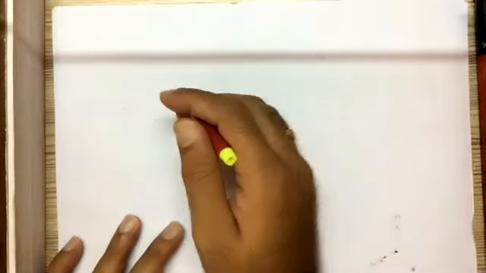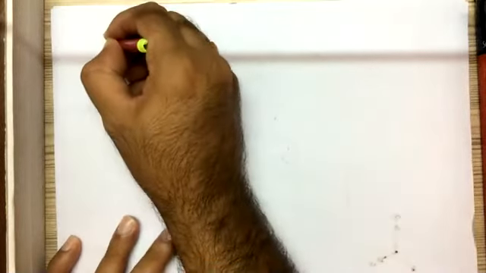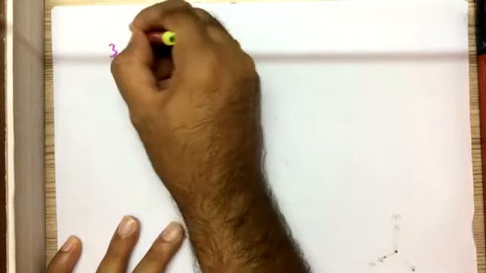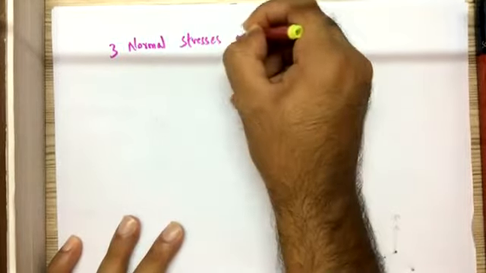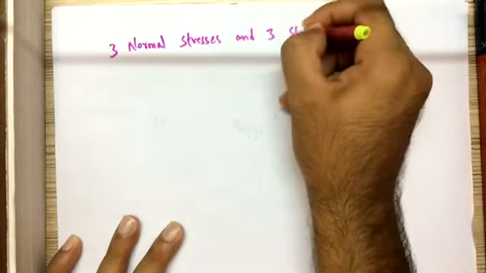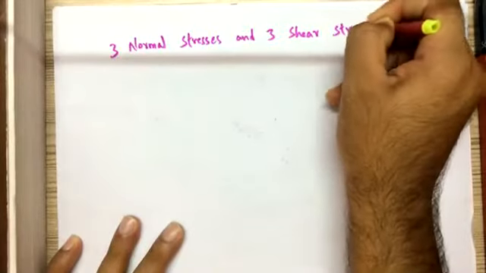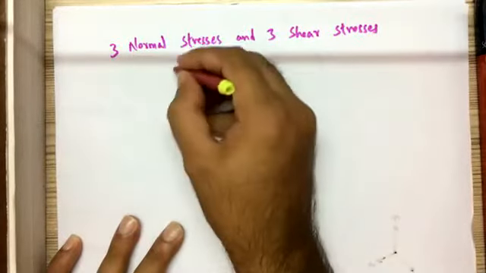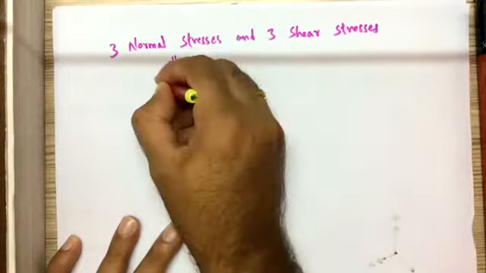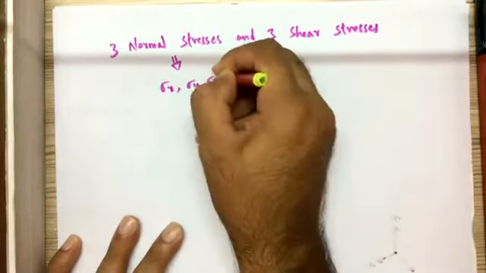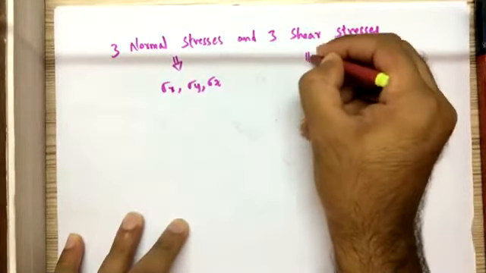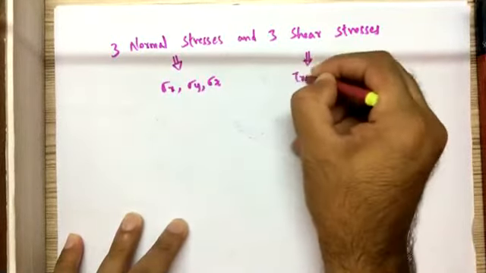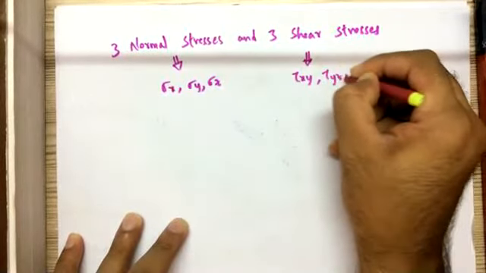How many stresses do we have here? Three normal stresses and three shear stresses. What are the normal stresses? Sigma x, sigma y, sigma z in all three directions. Similarly, what are the shear stresses? Tau xy, tau yz, tau xz.